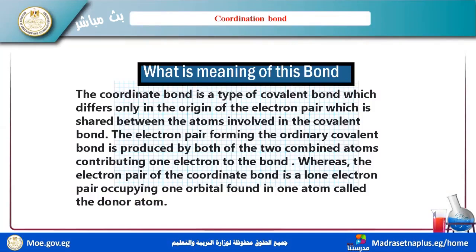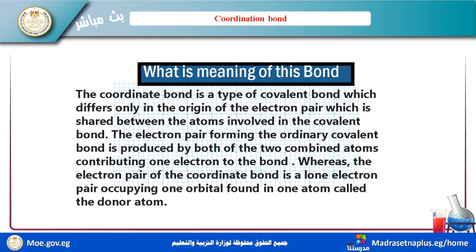In the last sessions we explained the bonds and we classified them according to their behavior into physical bonds and chemical bonds. The chemical bonds are of many types: first is the ionic bond, then covalent bonds, and coordinate bonds. Now our session is on coordinate bonds. The physical bonds are the metallic bond and the hydrogen bond.